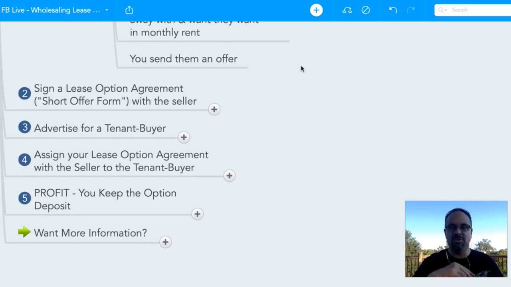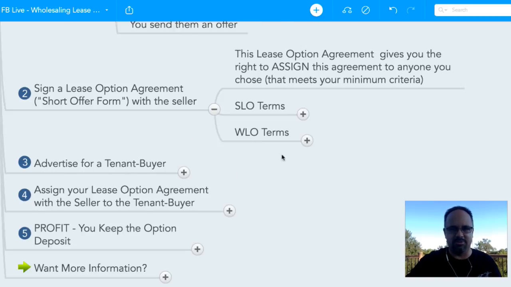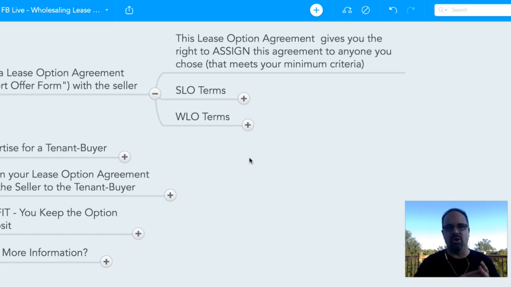Simple as that. Once the seller says, yeah, I want to do a lease option, the next step is to get them to sign an agreement, obviously, right? I call it my short offer form. It's a one-page contract. This lease option agreement gives me the right to sell that contract or assign that contract to another tenant buyer. It's the A to B. I am the tenant buyer. I'm the B.